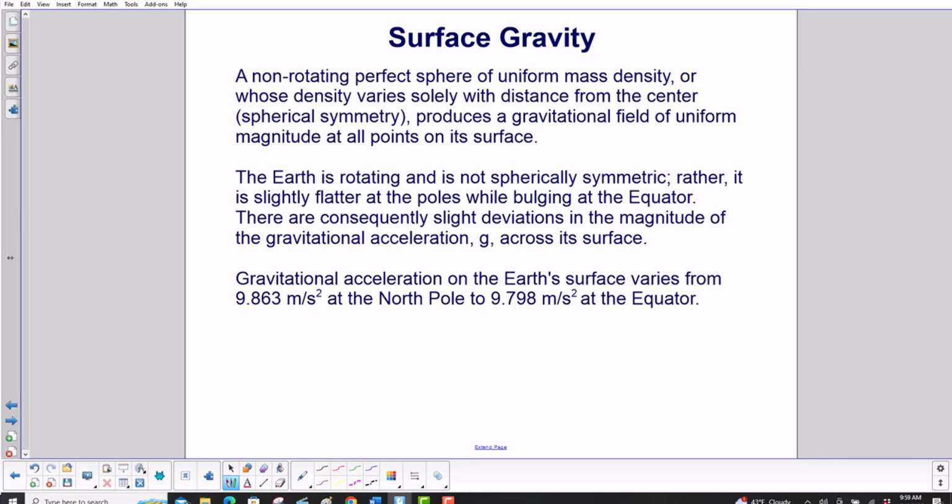A non-rotating perfect sphere of uniform mass density, or whose density varies solely with distance from the center, which is spherical symmetry, produces a gravitational field of uniform magnitude at all points on its surface. The Earth is rotating, however, and it is not spherically symmetric. Rather, it is slightly flatter at the poles while bulging at the equator. There are consequently slight deviations in the magnitude of the gravitational acceleration, of course, which is g, across its surface. It varies from 9.863 meters per second squared at the North Pole to 9.798 meters per second squared at the equator.